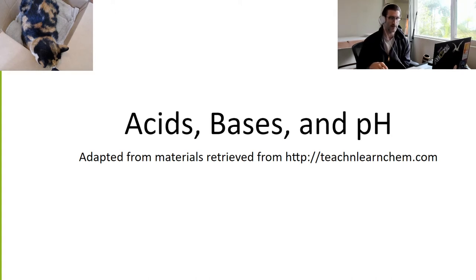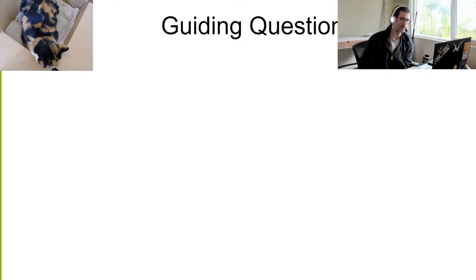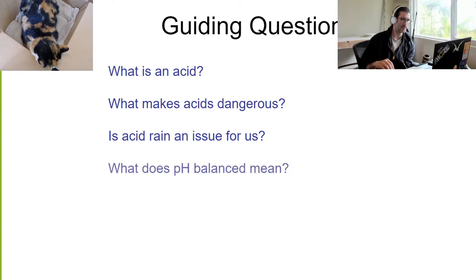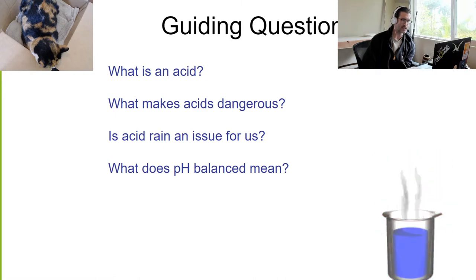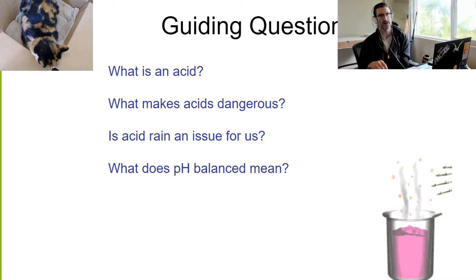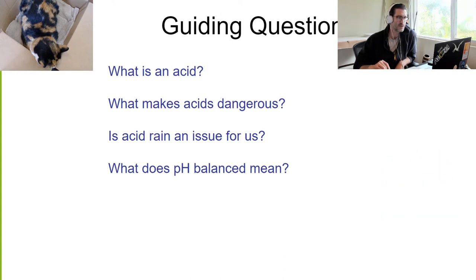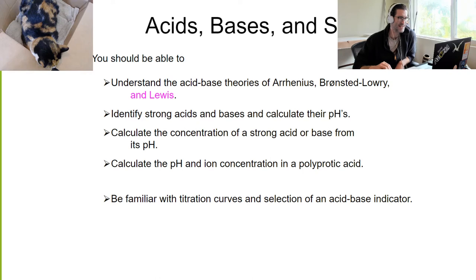We're going to be talking about acids, bases, and pH. We have some guiding questions that we won't talk about all of: What is an acid? What makes acids dangerous? Is acid rain an issue? We won't talk about that today. What does pH balance mean? These are ideas for the unit, and some of them we'll return to. Today we're going to concern ourselves mostly with that first question: what is an acid?